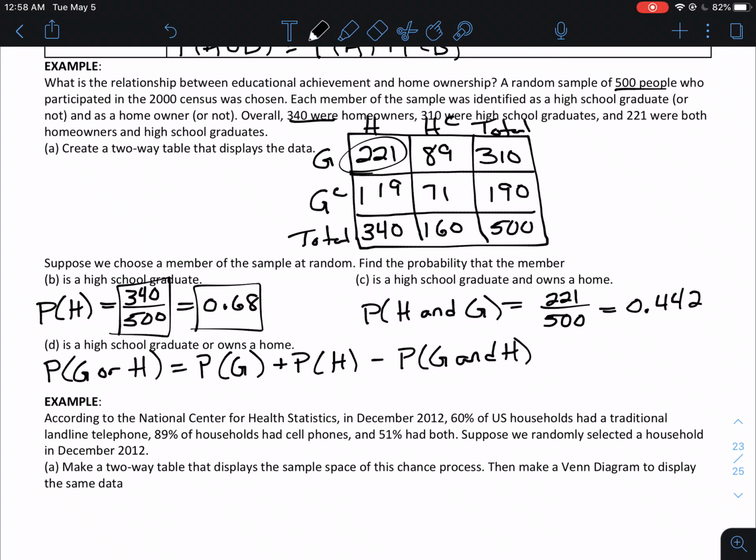Here's the convenient part about the way that these questions are set up, and this is just something that I do anyways: you've already found 2 out of those 3 probabilities. Graduate and homeowner was part C, that was the 0.442. Homeowner, we already found in part B, that was the 0.68. So the only probability you don't have yet is the probability that they're a graduate, which was 310 out of 500. Convert that to a decimal first, which I believe should get you 0.62, plus 0.68 minus 0.442. That tells you there's a 0.858 probability that they're a graduate or a homeowner.